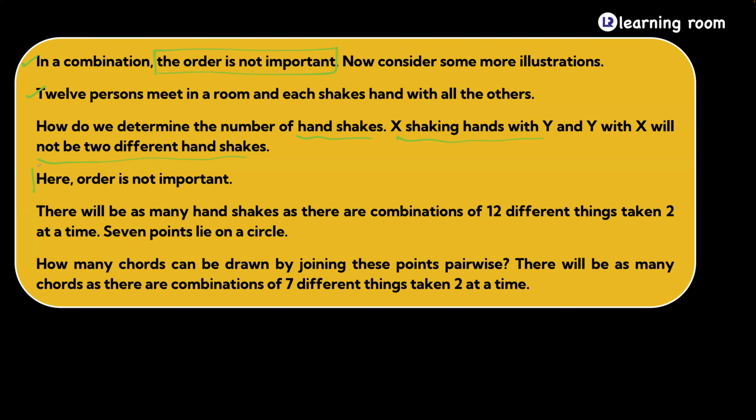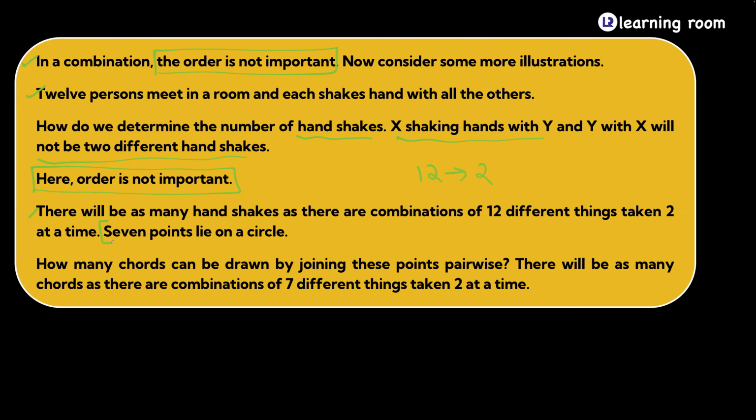That gives us a confirmation that the order is not important. So let's see how it works. There will be as many handshakes as there are combinations of 12 different things taken two at a time. So what will be the answer for this? How many people are there? 12. Out of the 12, for a handshake to be performed, how many hands are needed? Two. So out of the 12 people available, you take two at a time. The handshake needs two hands, and those two hands come from two different people. So out of the 12 available people, we need two persons at a time for this kind of event to be performed. Is the point clear?